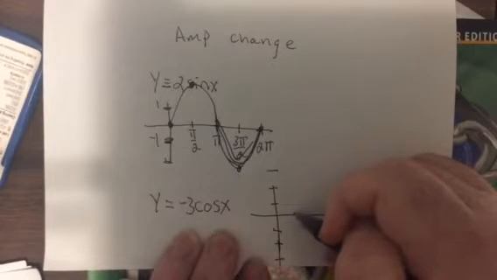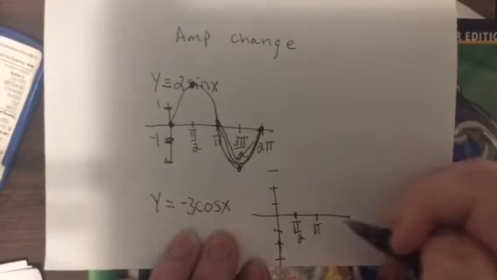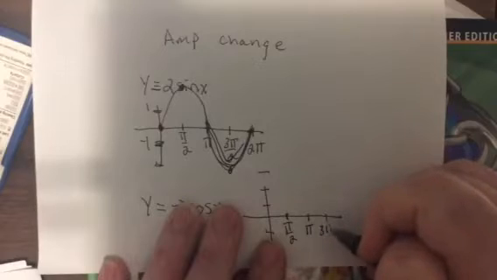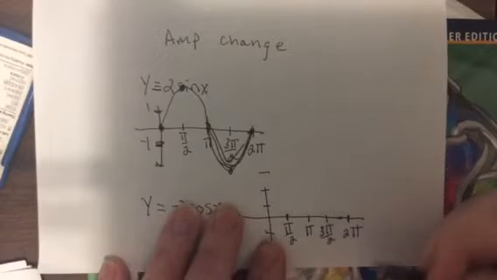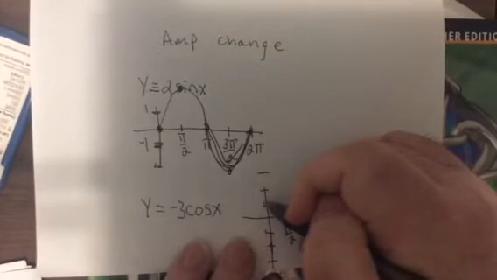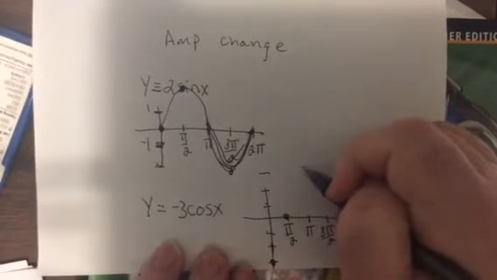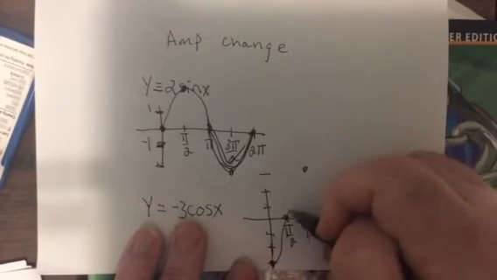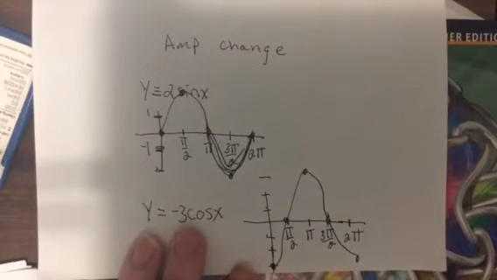So we have pi over 2. Remember, pi is always 3 times your 1, because it's 3.14159. 3 pi over 2, and then 2 pi. So remember, cosine starts at 1, so times 3 is 3, 0, -3, 0, 3. That is horrible, but I think you get the idea.